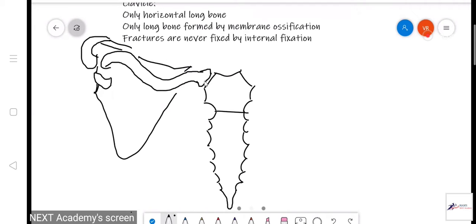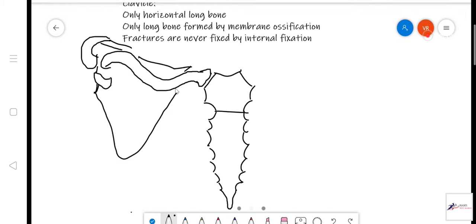This end here is the smaller end, which articulates with the manubrium sterni, and this is the wider end. The wider and flattened end is what we call the acromial end, which articulates with the acromion process of the scapula. So basically it has the S shape. The medial two-thirds of the clavicle is convex anteriorly. The lateral one-third is concave anteriorly and convex posteriorly. The lateral one-third has surfaces too: a superior surface and an inferior surface.